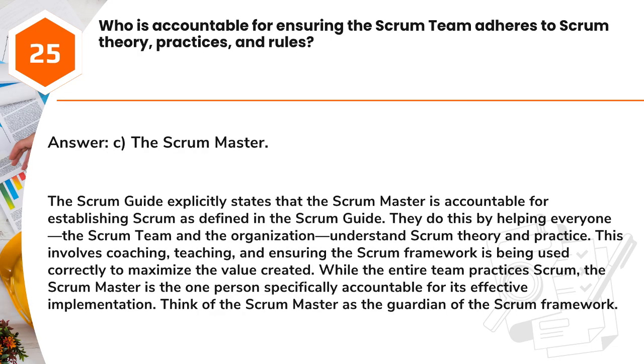The Scrum Guide explicitly states that the Scrum Master is accountable for establishing Scrum as defined in the Scrum Guide. They do this by helping everyone, the Scrum team and the organization, understand Scrum theory and practice. This involves coaching, teaching, and ensuring the Scrum framework is being used correctly to maximize the value created. While the entire team practices Scrum, the Scrum Master is the one person specifically accountable for its effective implementation. Think of the Scrum Master as the guardian of the Scrum framework.